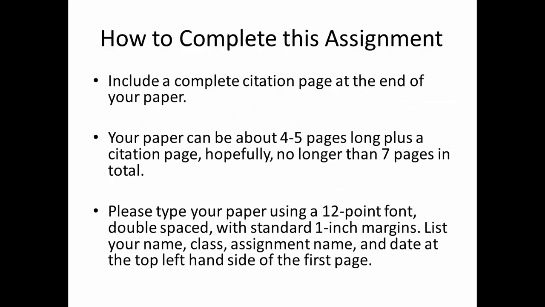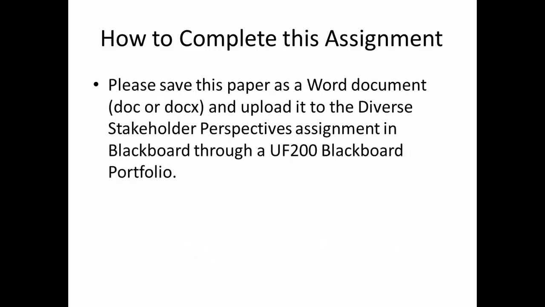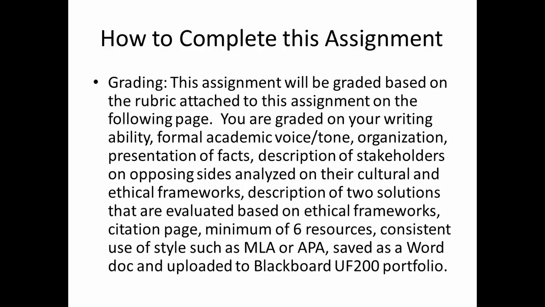Your paper can be about 4 to 5 pages long plus a citation page, hopefully no longer than 7 pages in total. Please type your paper using a 12-point font, double-spaced, with standard 1-inch margins. List your name, class, assignment name, and date at the top left-hand side of the first page. Please save this paper as a Word document and upload it to the Diverse Stakeholder Perspectives assignment in Blackboard through a UF200 Blackboard portfolio. Grading.